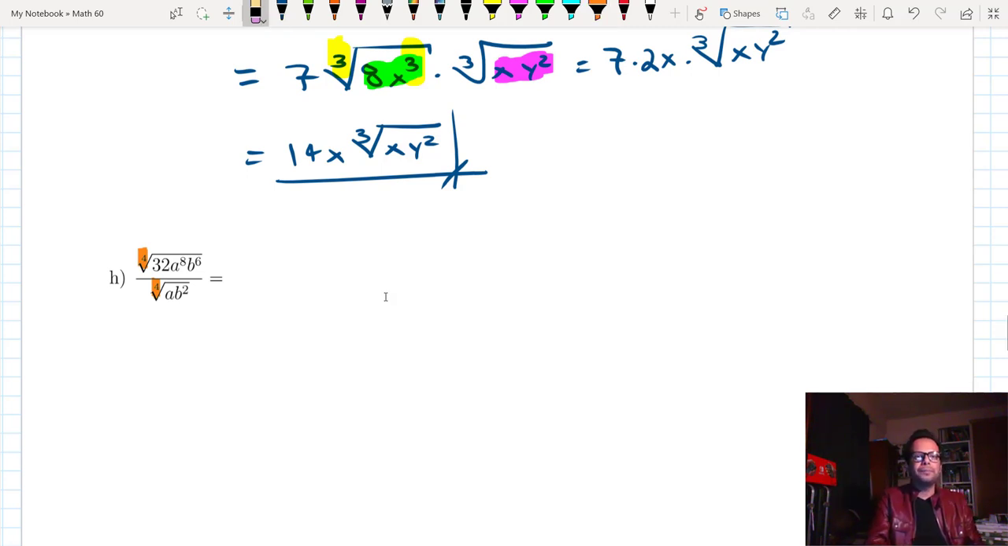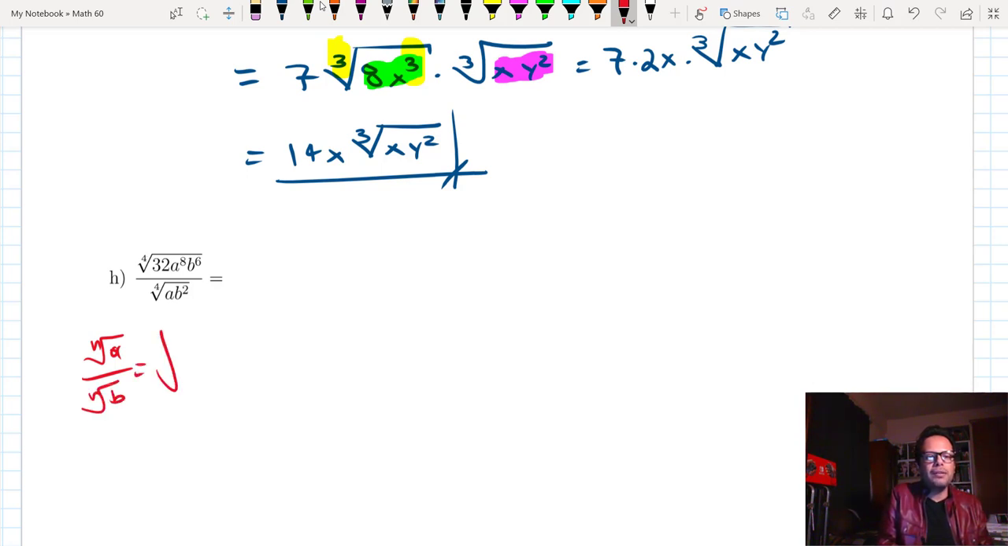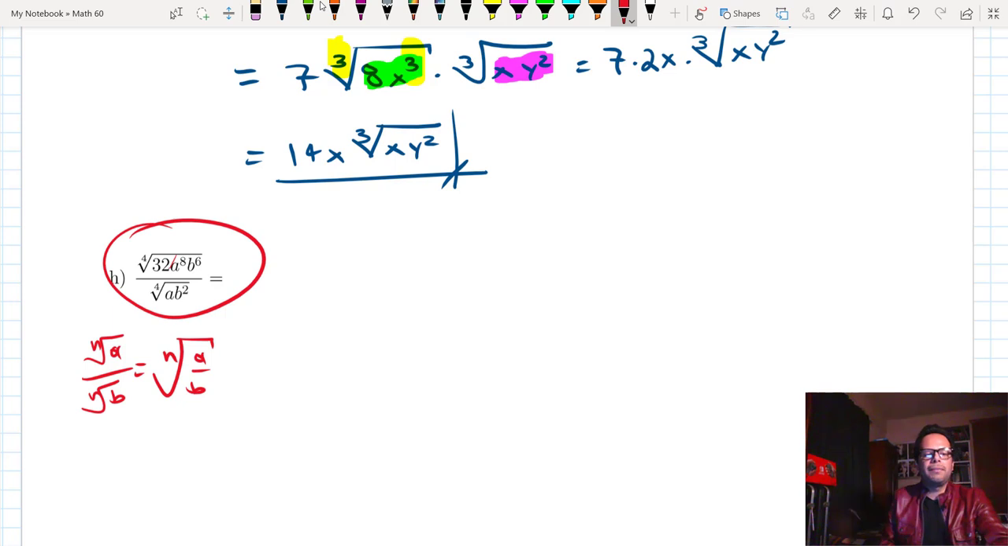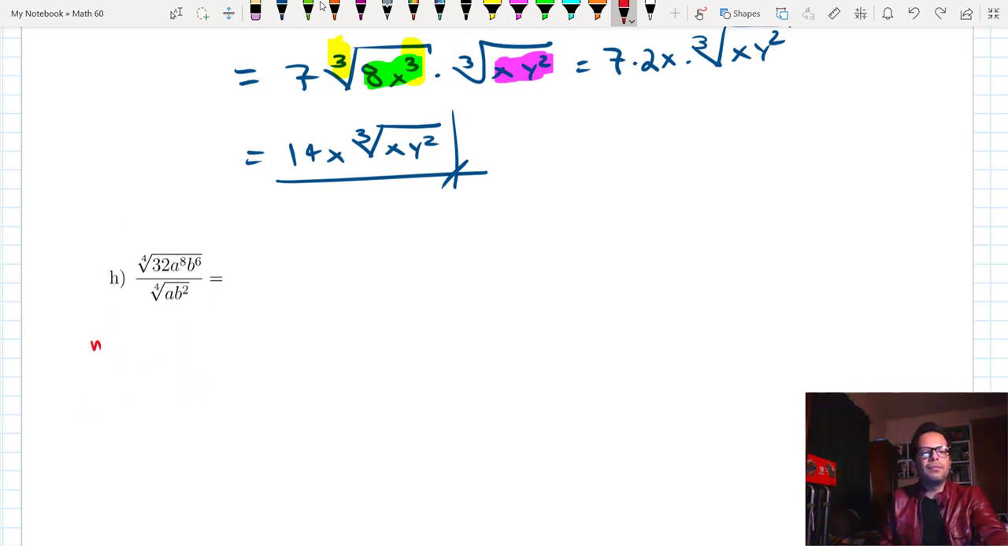However, first of all, we apply the property of radicals, right? The nth root of a divided by the nth root of b is the same as one huge radical with index n of a over b, right? And that's what we're going to do over here, okay? Let me just erase this so it doesn't confuse anyone.